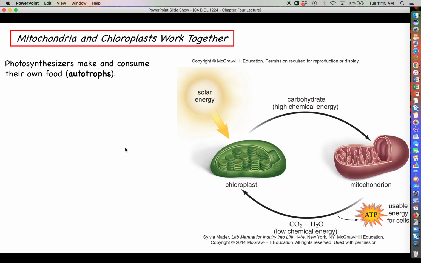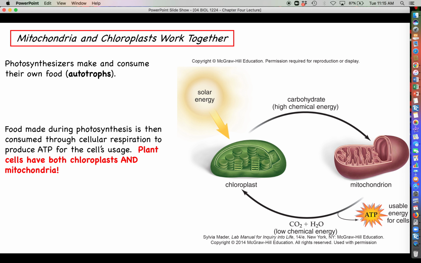So a photosynthesizer or an autotroph will not only make their own food, but they will eat their own food as well. They do not need to consume any other organisms or eat the byproducts of other organisms. They make their own food. So food made during photosynthesis is, like I said, consumed through cellular respiration to produce ATP for the cell's usage.